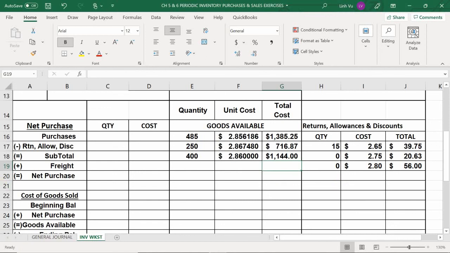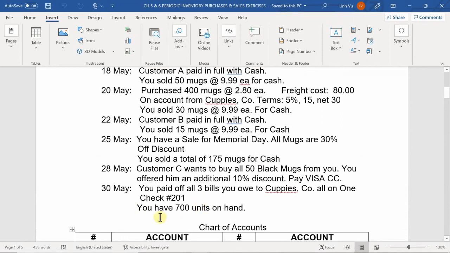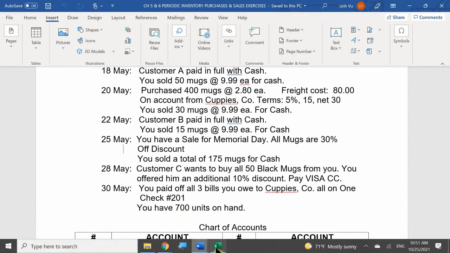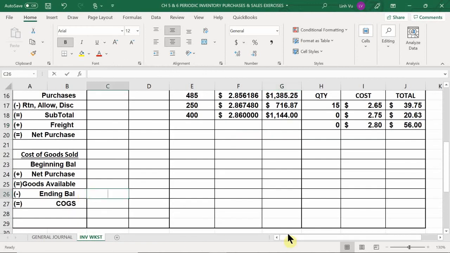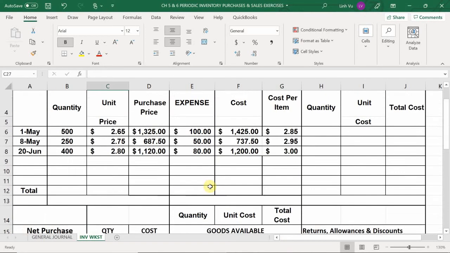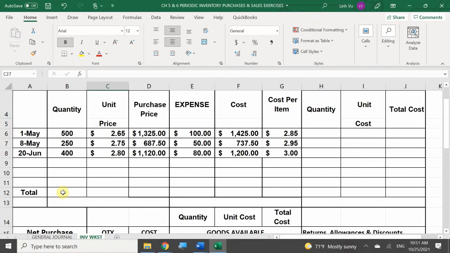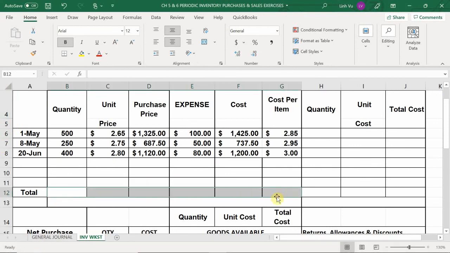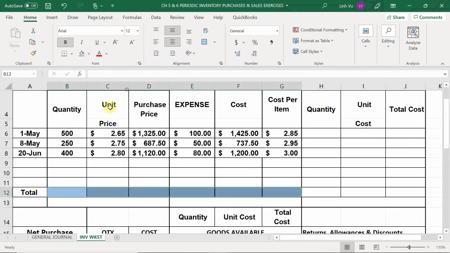Now, we were also given that at the end of May, we had 700 units left on hand. So in this case, 700 units is my ending balance here. Now I need to plug in all of my information to figure out my totals. Once again, I'm just going to highlight this so we know that this is a calculation. Okay, I'm going to make it this color here. So let's go ahead and tally up our totals.